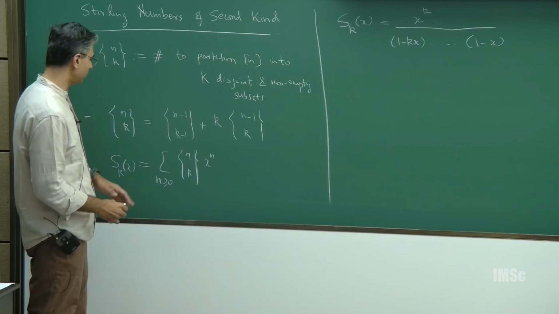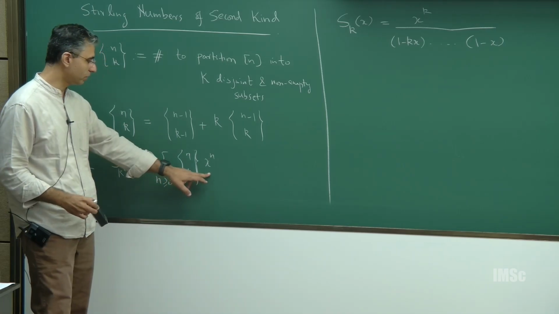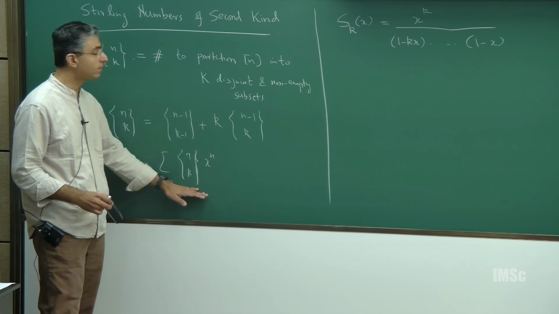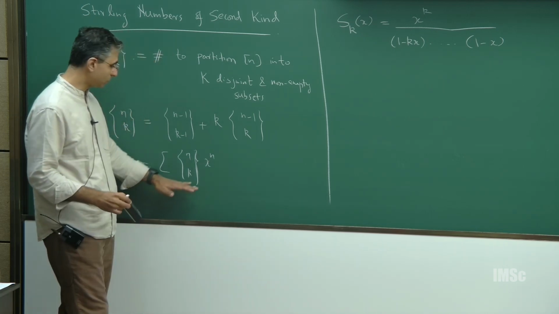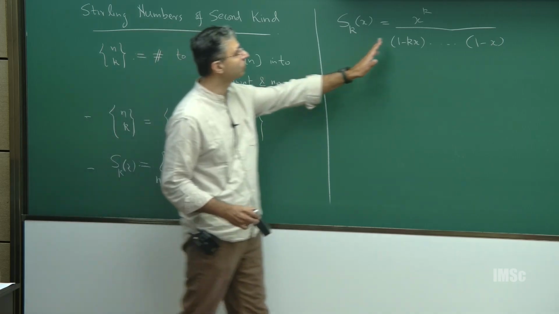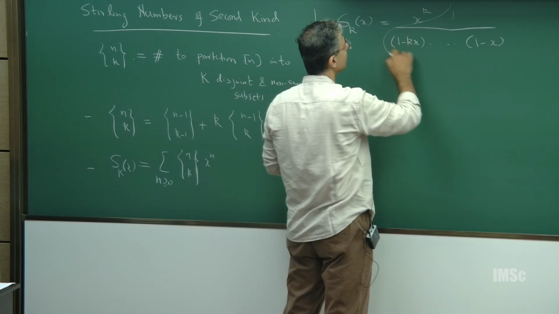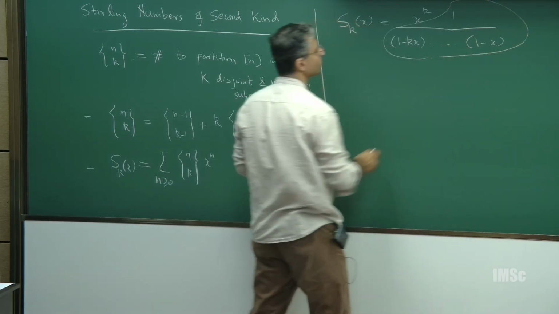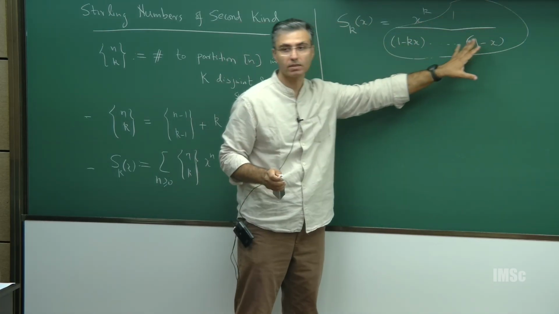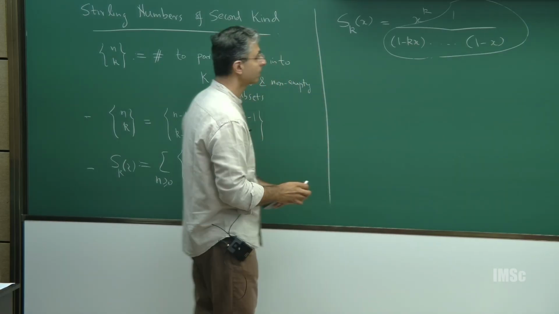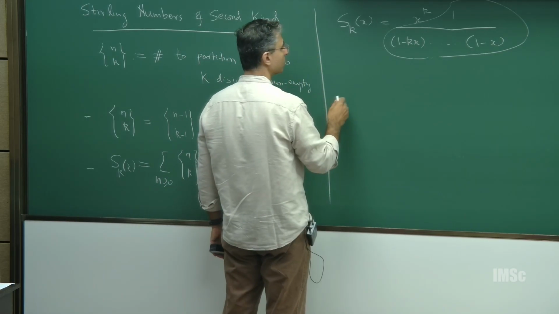So, what are we trying to do? We are trying to understand the coefficient of x raised to n in this series, and the coefficient of x raised to n in this series is the same as the coefficient of x raised to n minus k in this part. This is what we saw. So, if we understand this series, we will understand this series. That is what we were trying to do.